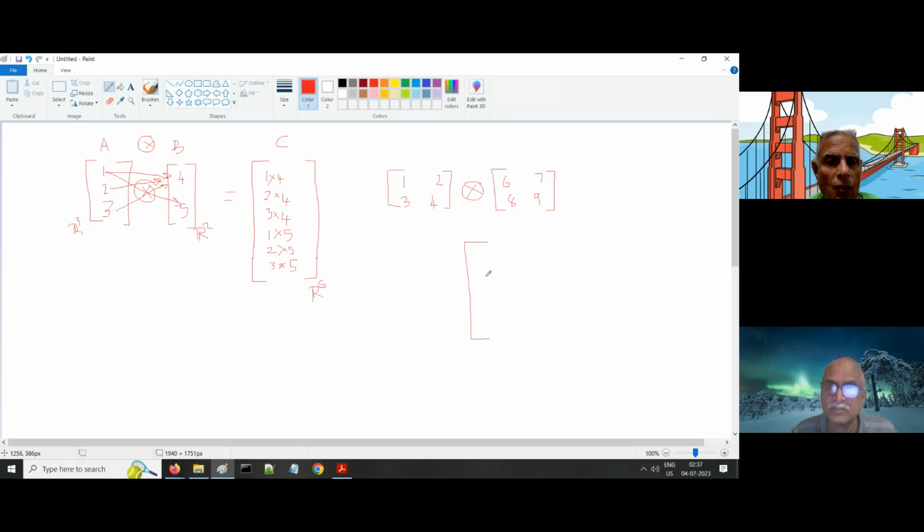The first element of this super matrix will be 1. This is 1 multiplied by this entire matrix, so 1 multiplied by 6, 7, 8, 9. Similarly, the second element over here will be 2 multiplied by 6, 7, 8, 9.